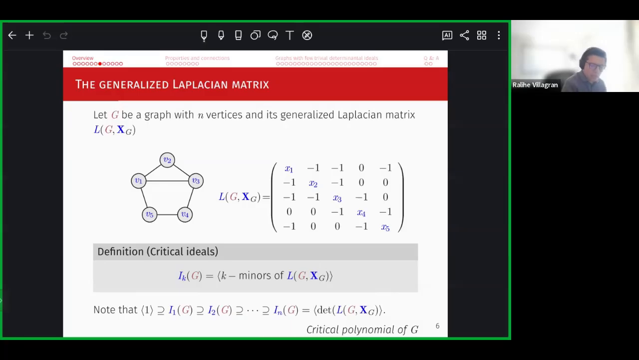So for instance, Dino Lorenzini proved recently that this critical polynomial, if we think about all the values that it takes as we take x1 up to xn greater or equal than 1, actually all those values are the natural numbers, including 0. So this polynomial is of study right now.